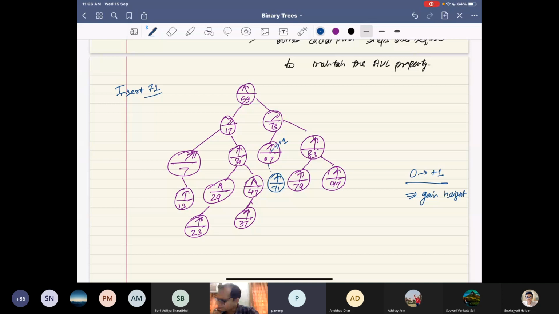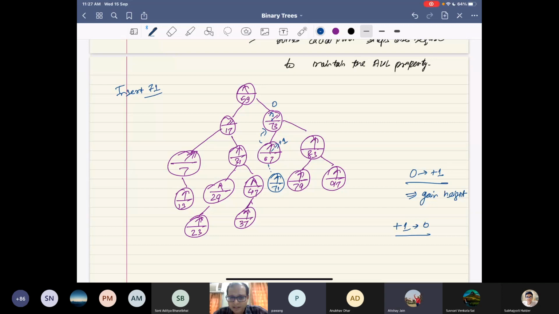I have to go up, and its parent. Now, what is the balance? This has gained height. Left is 1, right is 1, so this balance becomes 0. Okay. Now, do I have to go up? What is the meaning of plus 1 to 0 in insertion? Have I gained height at that node? No change in height. No.